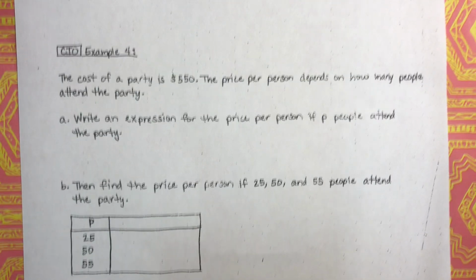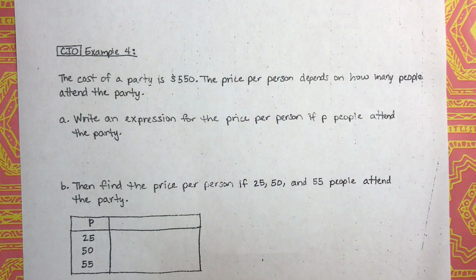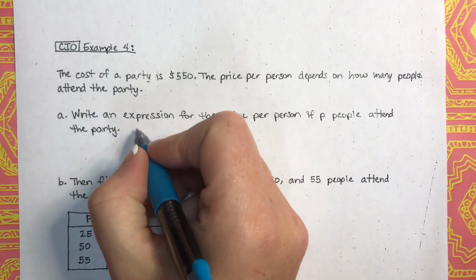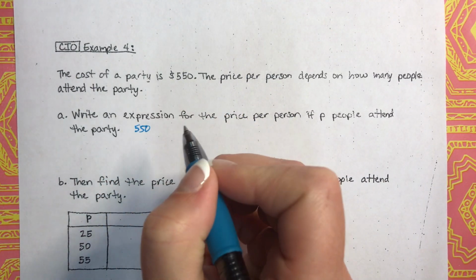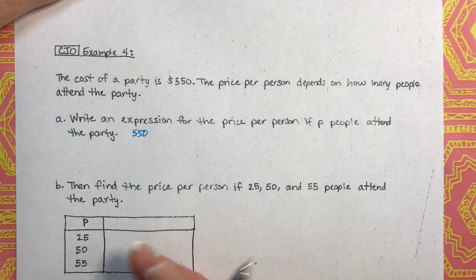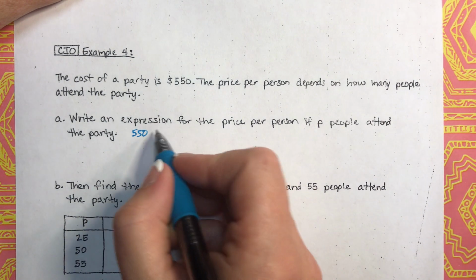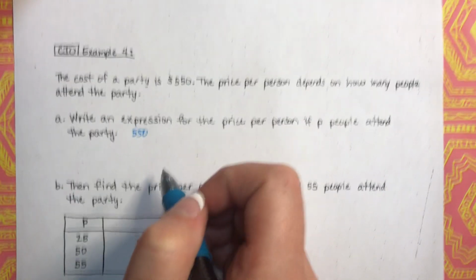Check it out, example 4. It says, the cost of a party is $550. The price per person depends on how many people attend the party. So write an expression for the price per person if P people attend the party. Okay, so let's think about it. If the total party costs $500, how much is it if just one person goes? Well, it would be just $500, right?